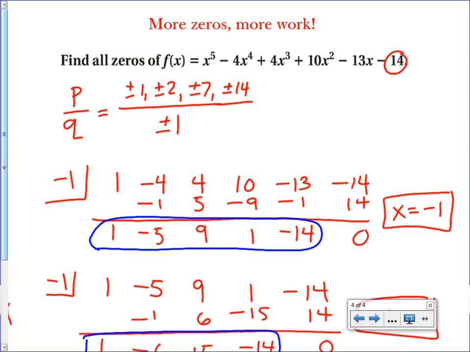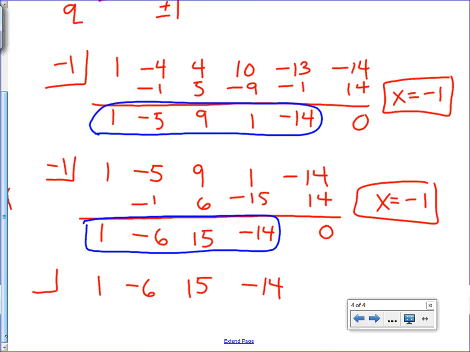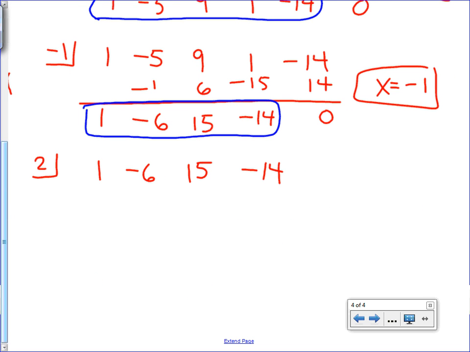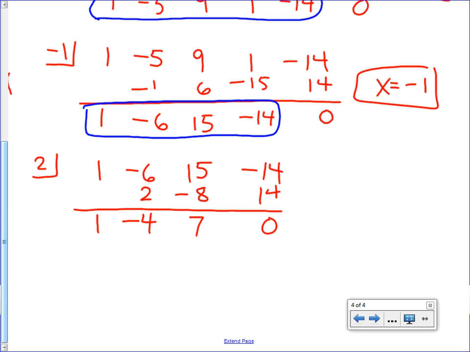I'm looking for another real answer this time, okay? If +2 works, then finally we will be down to having an x² polynomial, which would be great. All right, so let's try +2. Bring down the 1, multiply, add, multiply, add, multiply, and we get 0 as the remainder. I'm getting lucky with my guesses here, okay? So sure enough, +2 also works.